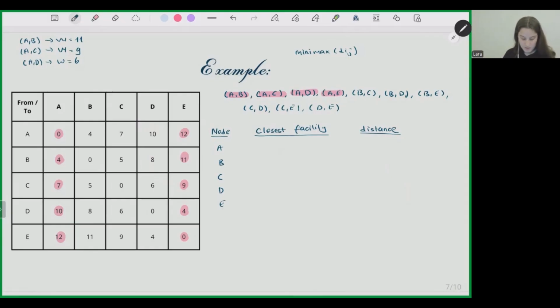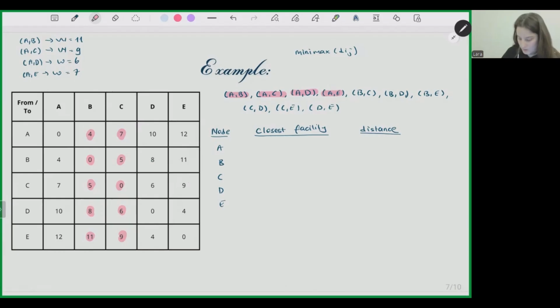So the node closest to A is going to be, of course, itself. So A with 0 units of distance. To B, it's going to be A again with 4 units of distance. For C, it's going to be A with 7 units of distance. And for D, it's going to be E with 4 units of distance, and for E, it's going to be itself with 0 units of distance. So W here, the maximum service distance is going to be 7. So let's write this here. AE, the W here is going to be 7.